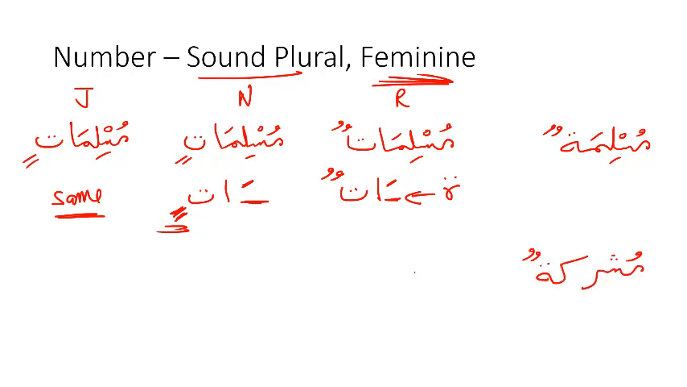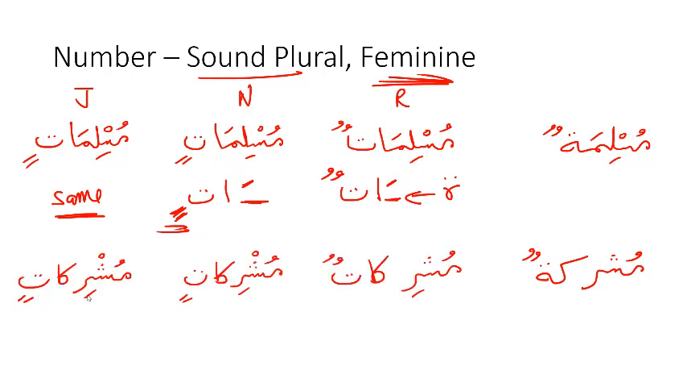Now I want you to come up with the plural for mushrikatun, and your plural needs to be in rafa, nasab and jar. Hopefully here's what you got. Mushrikatun is the singular, the plural is mushrikatun, this is rafa, and then in nasab and jar we have mushrikatin and mushrikatin.